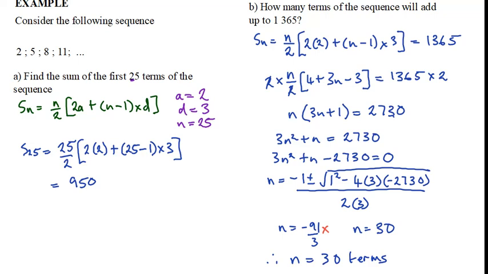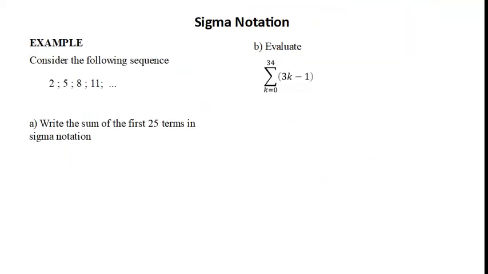Okay, now we go to the next thing, which is sigma notation. You're going to get quite a lot of questions that ask you to write things in sigma notation. Sigma notation is called that because you're using the Greek letter sigma to sum everything in there. So what you need to do is find the general term of the sequence. We can see that this is 2 and 5 and 8 and 11. So we're adding 3 the whole time. So the common difference is 3. The first term is 2.